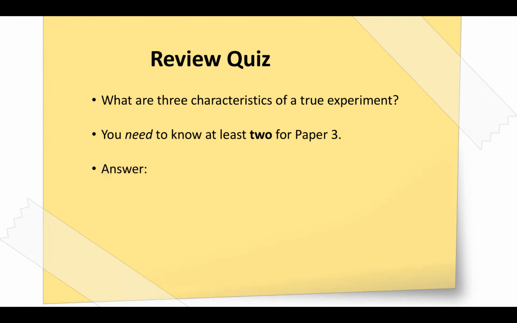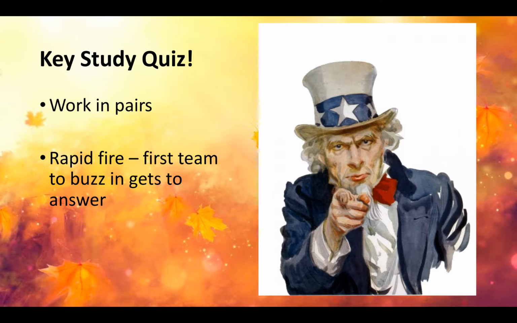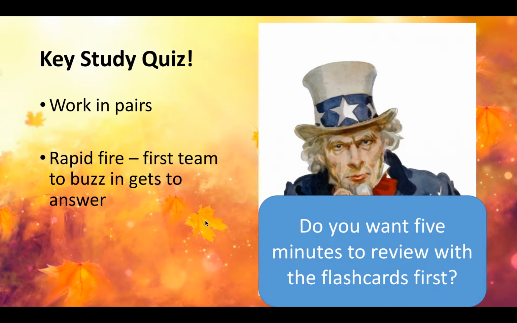All right, our review quiz. This is in the workbook. Can they say at least 3 characteristics of a true experiment? They need to know at least 2 for paper 3, because there's high-level students that we're revising for. Now, in the activities file, I have a quiz. I think how many questions did I do? Maybe 10 or 15. And I like to give them buzzers. I have buzzers that make animal sounds, and they're in pairs, and I just say the question, and then they buzz, and the first team to get it right. This is just a good review activity. So check out the activities for that.